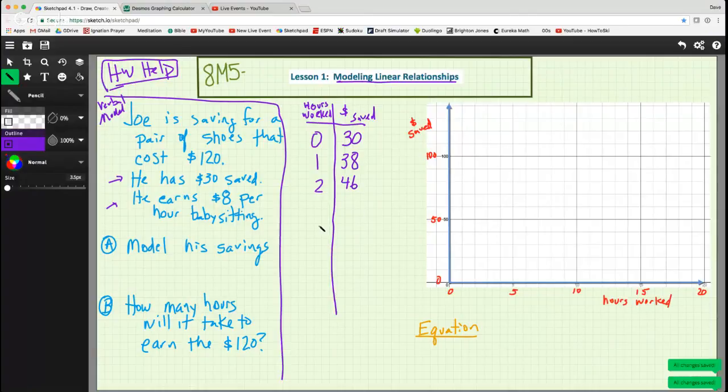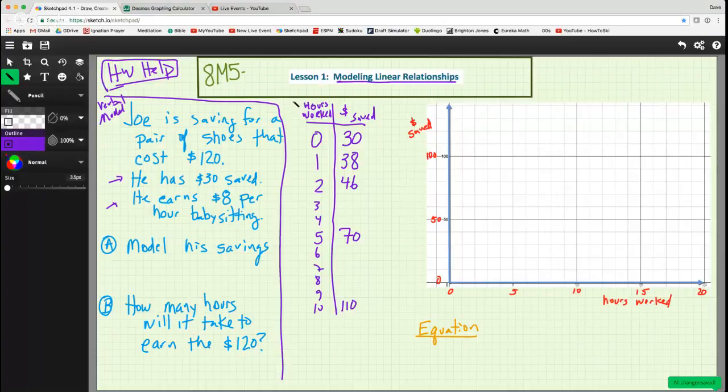Let's say he works 5 hours. I'm just going to put 3 and 4. If he works 5 hours, he will have earned how much? He will have earned $40 from his babysitting plus $30 to start. So he will have had 70. And let's say he works 10 hours. 10 hours, he will have earned 80 plus 30, or 110.